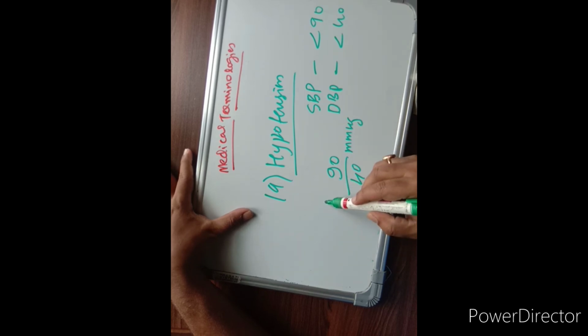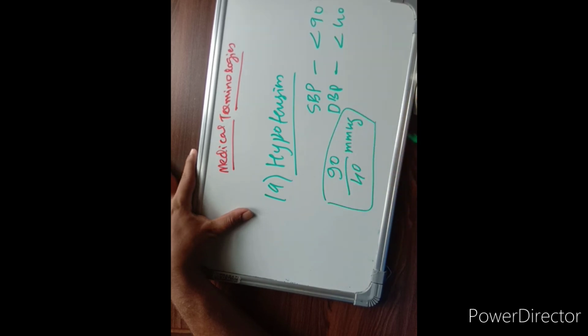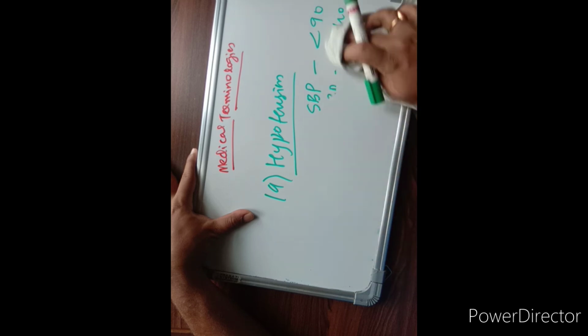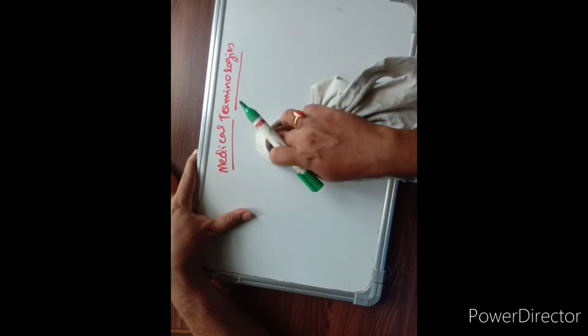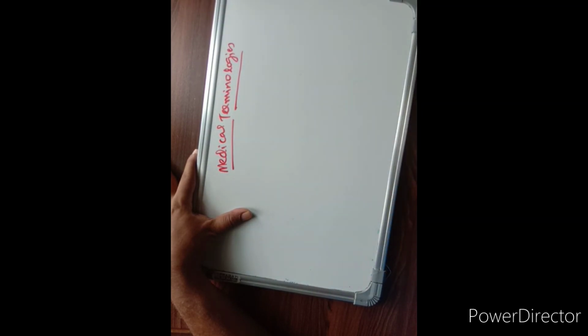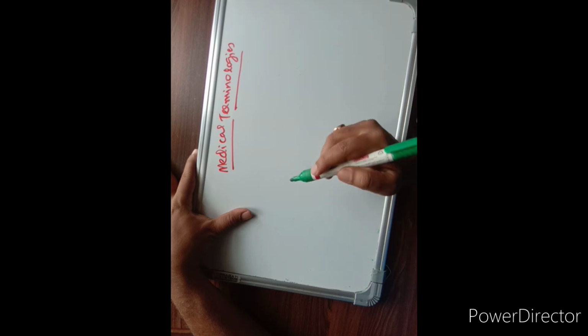If this reading is coming consistently, we can say that the patient is hypotensive. It should come consistently for 3 to 4 days, 4 to 5 days. So if the same reading keeps coming, systolic less than 90 and diastolic less than 40 mmHg, it is suggestive of hypotension.